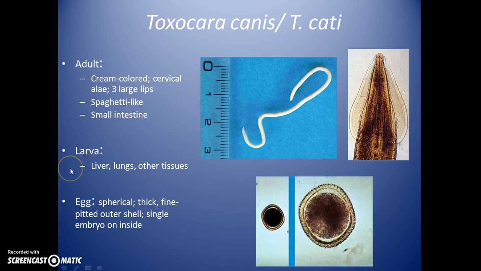Now the larvae of Toxocara, you will find them in the liver, the lungs, and other tissues as they start migrating through the body in order to get to an adult. The egg of this parasite, also known as an ova, we will find these eggs or ova in the feces of the animals that have this parasite. The eggs will be spherical or circular. They'll be thick. They have a fine pitted outer edge. And what I mean by fine pitted, there are these little pits or little divots on the outside edge of the parasite egg. And they have a single embryo on the inside.